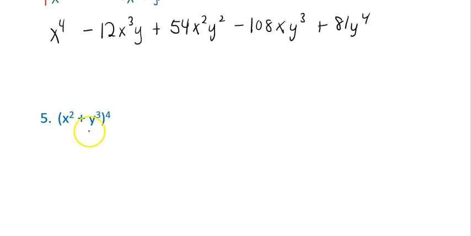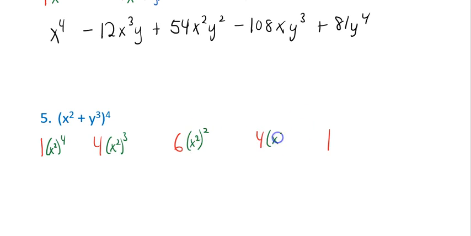Okay, example 5, I added this one in because I wanted to show you what to do if the variables already had powers. And again, if you just keep it in parentheses and know your power rules, you'll be okay. So the power of the problem is 4, so our coefficients are 1, 4, 6, 4, and 1. And then what you're going to do is put parentheses around these as you work down. So (x squared) to the 4th, (x squared) to the 3rd, (x squared) to the 2nd, and then x squared.